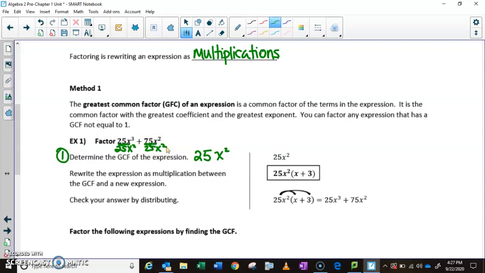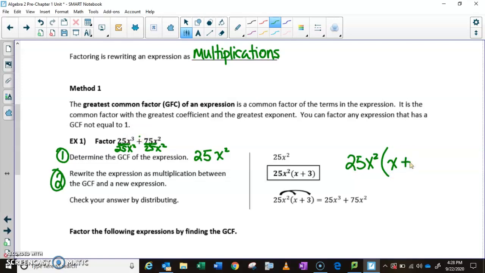And now we're going to write down my greatest common factor, 25x squared, open a parenthesis, and we're going to write it as a multiplication between that greatest common factor and a new expression. The new expression is what we get when I divide each of these terms. So if I take 25x squared out of 25x cubed, we can see that 25s are going to cancel. X cubed, and I take away x squared, that leaves me with 1x. Put that in the parentheses. Then comes your plus sign.